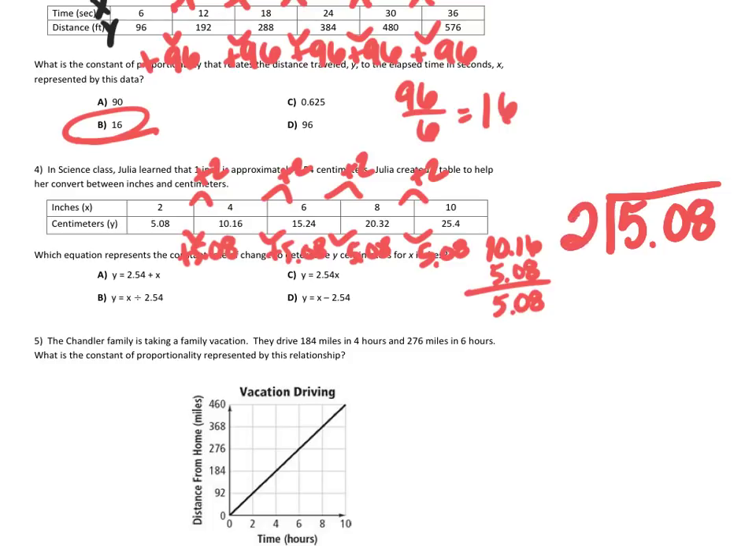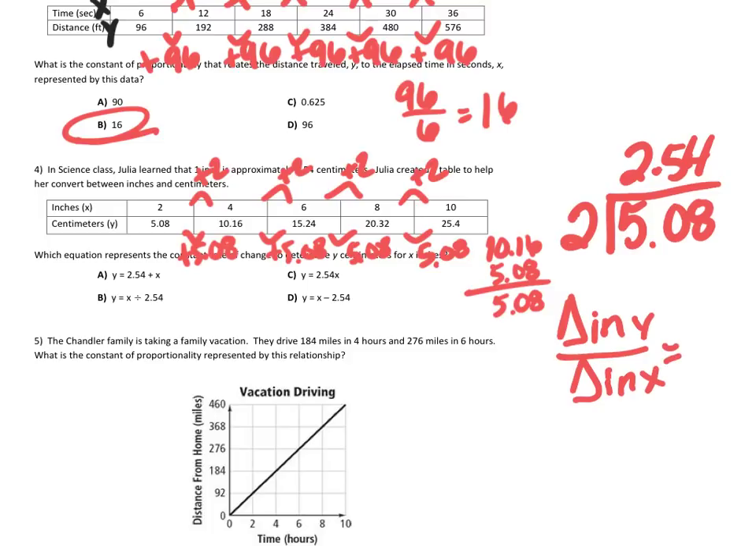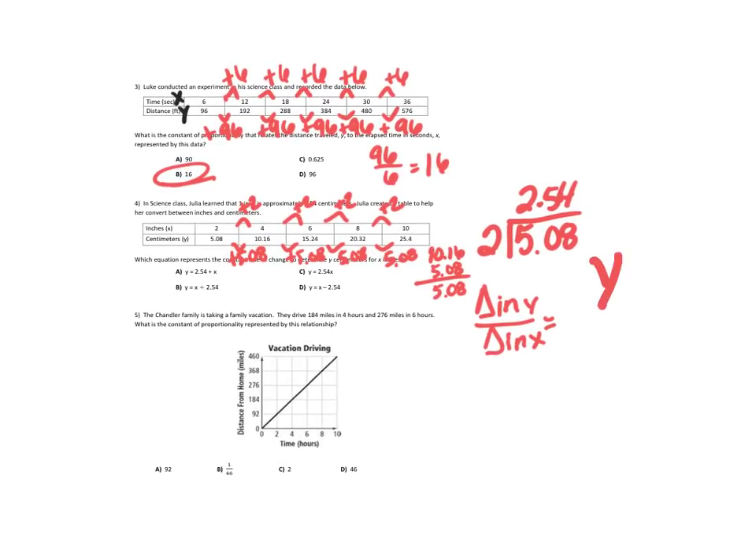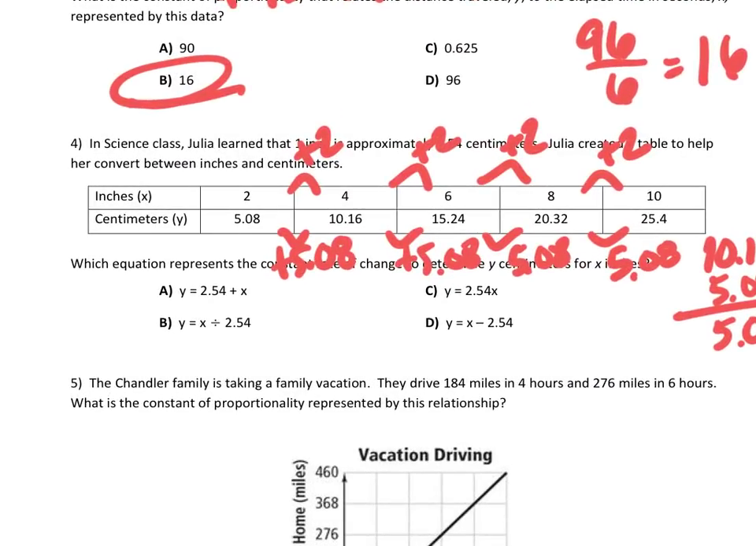Your change in Y over your change in X, right? What is that? I said it 8 times. So if that's your M, where would you put your 2.54? Y equals 2.54X. Oh, which one says that? C.